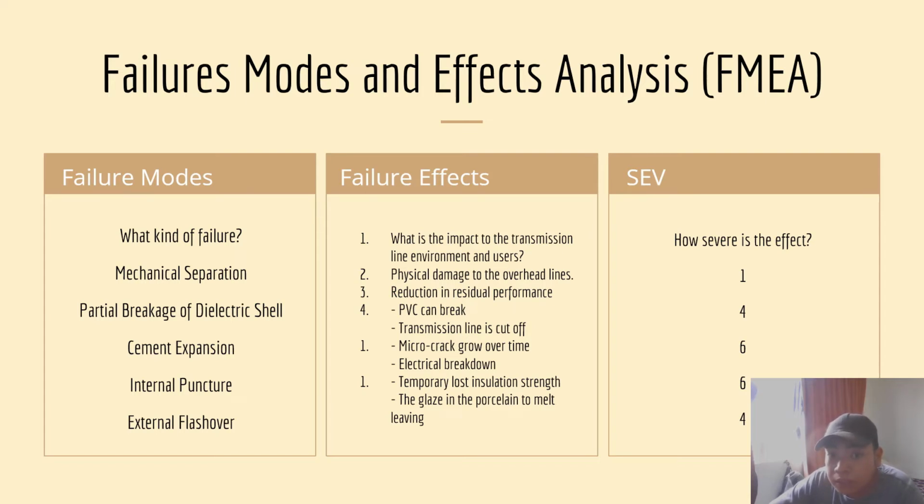For the mechanical separation, the failure effect is physical damage to the overhead line, and the severity is 1. Next, the partial breakage of the dielectric shaft. The failure effect is a reduction in residual performance. The severity is 4. The cement expansion: the PVC can break and the transmission line is cut off. The severity is 6.